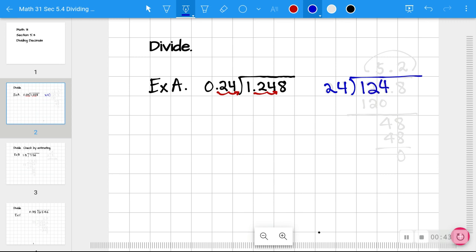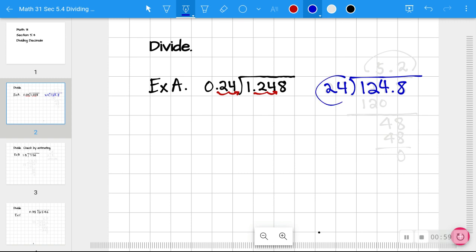Now this is actually a different problem, but it yields the same answer because what we've essentially done is multiplied both the top, the dividend, and the divisor by 100. Anyway, those are compensating actions.